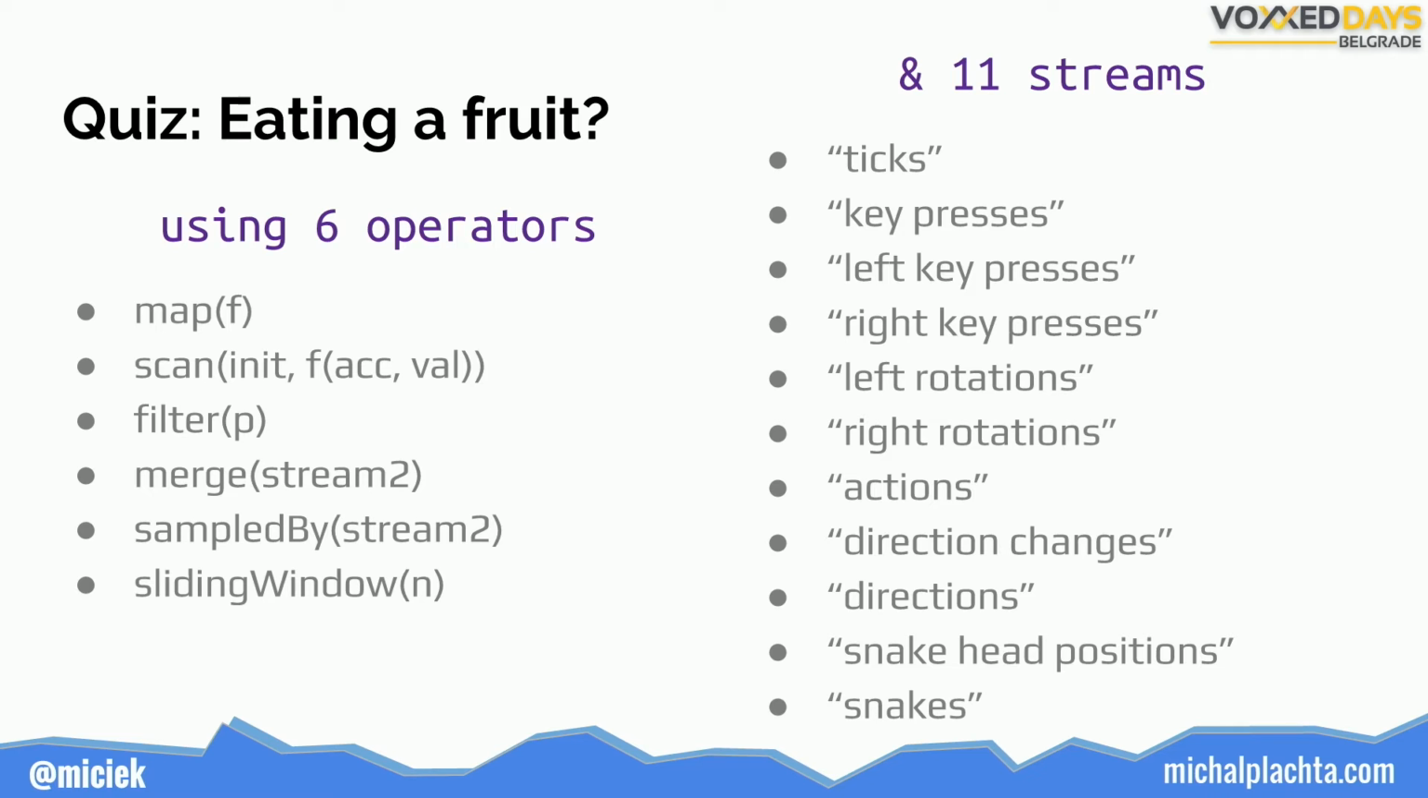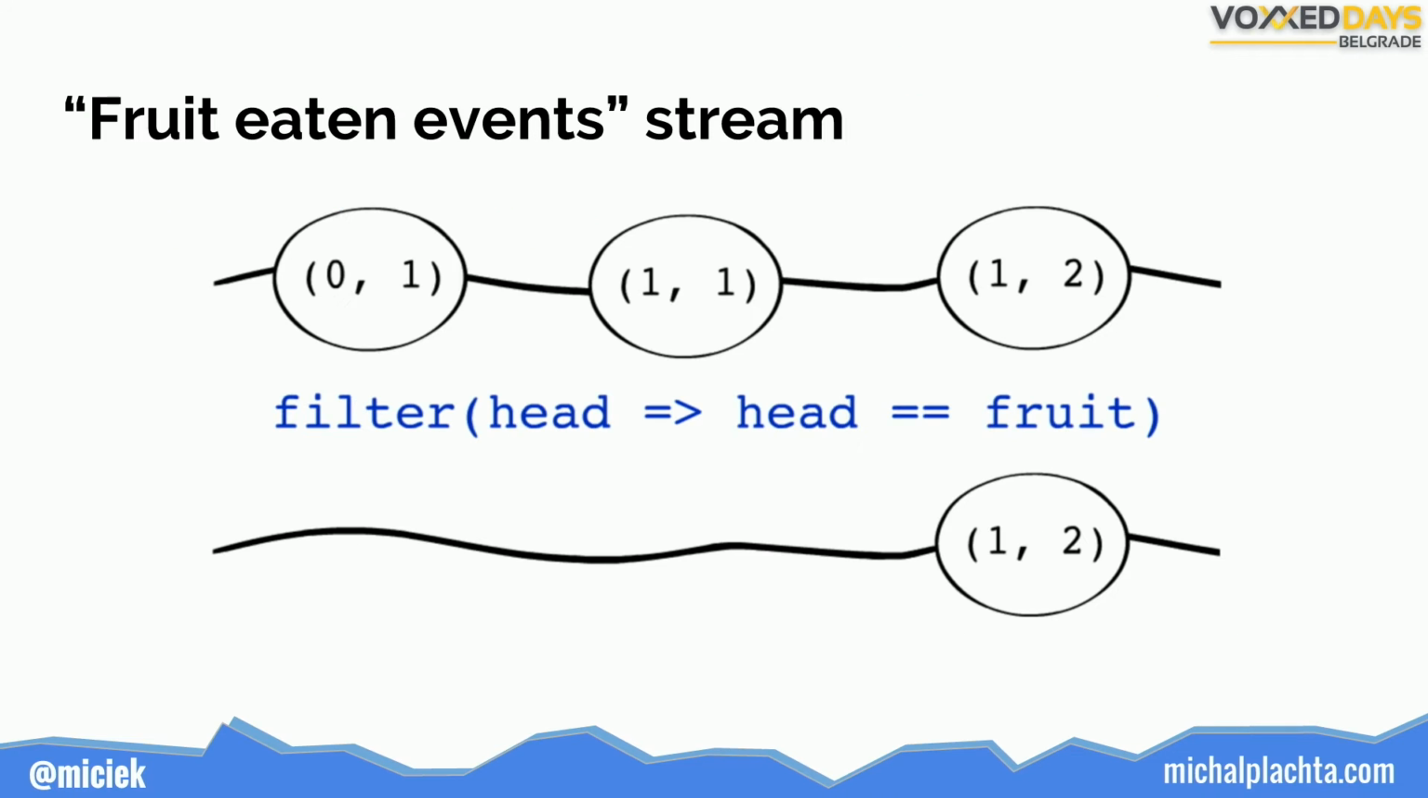Again, I want to have a stream which outputs a value, any value, anytime the snake eats a fruit. Anybody? Great. You have to filter the snake head positions. Thanks a lot. So the input stream for the filter is snake head positions, and anytime the snake head position equals the fruit position, we just output it, right? And we don't output anything more. So that's why we can have a stream of fruit eaten events. Anytime a fruit is eaten, we have an object inside the stream.